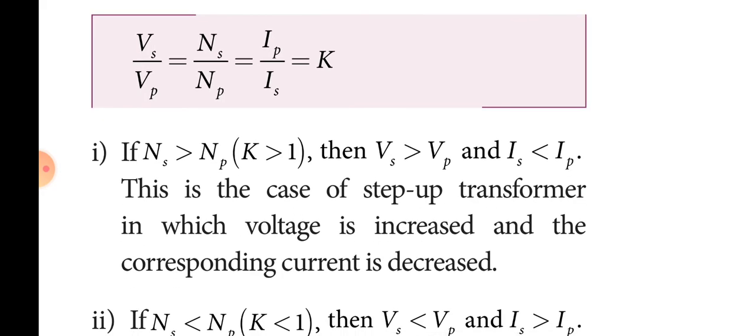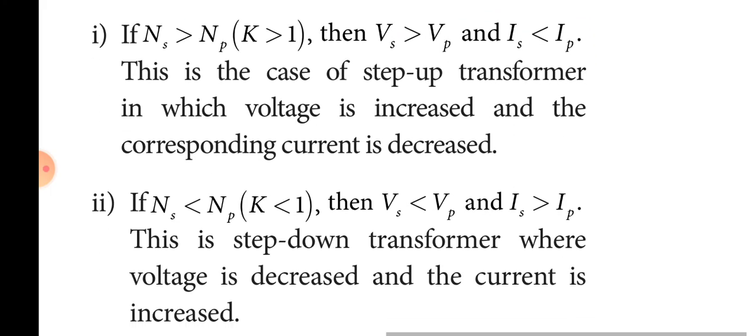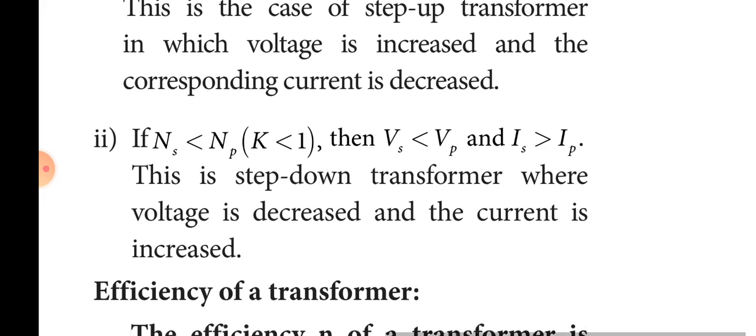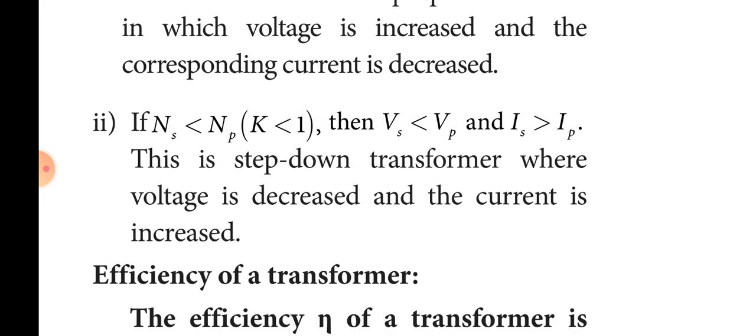If Ns is greater than Np, then Vs is greater than Vp and Is is less than Ip. This is the case of a step-up transformer, where the voltage increases and the corresponding current decreases reciprocally. The second one, if the number of turns in the secondary coil is less than the number of turns in the primary coil, then the voltage in the secondary coil is less than the voltage in the primary coil, and the current in the secondary coil is greater than the current in the primary coil. This is a step-down transformer, where the voltage is decreased and the current is increased.